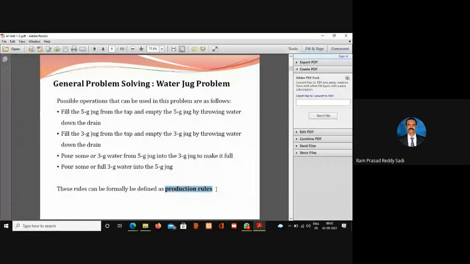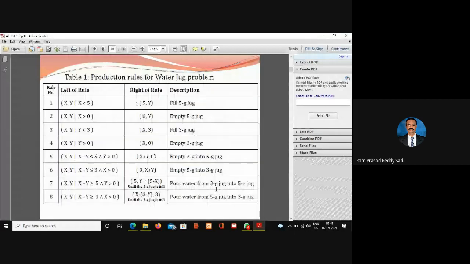So here we have defined 8 rules. This is very clear. The rule number is given. The left side of the rule is the antecedent, that's the if part. This is the then part, that is the right side of the rule, and the description. So what do x and y represent? X represents the quantity of water in the first jug. Y represents the quantity of water in the second jug.